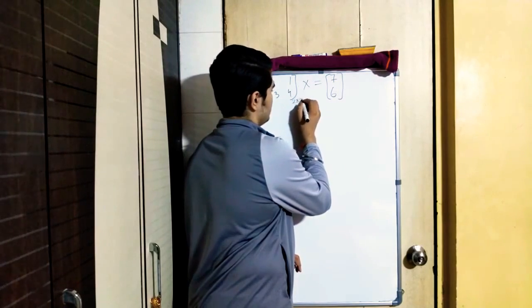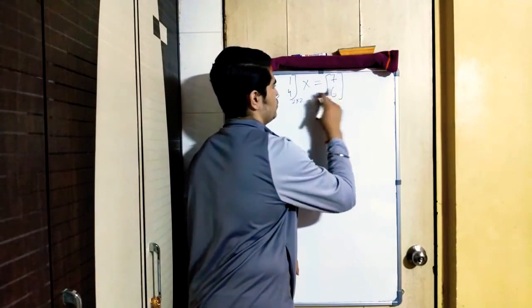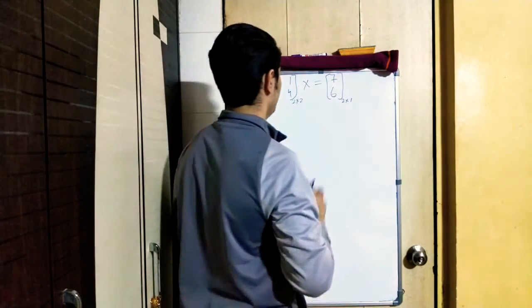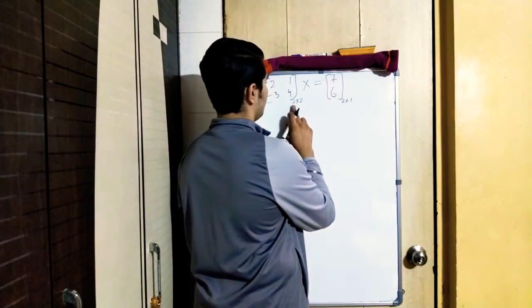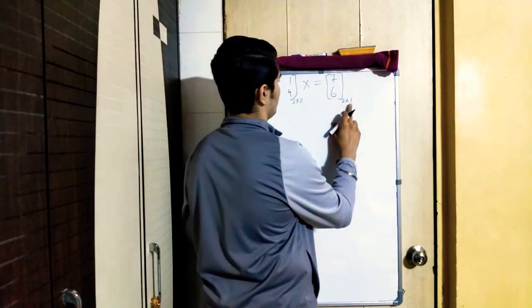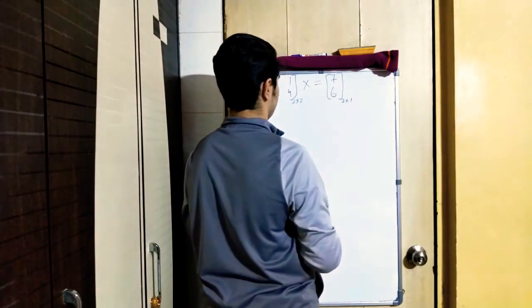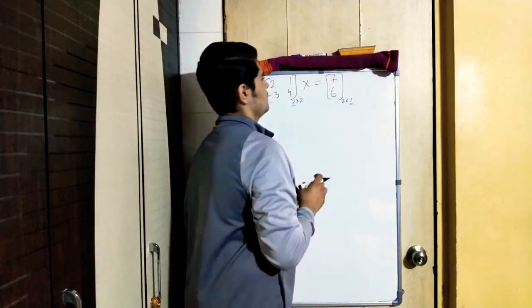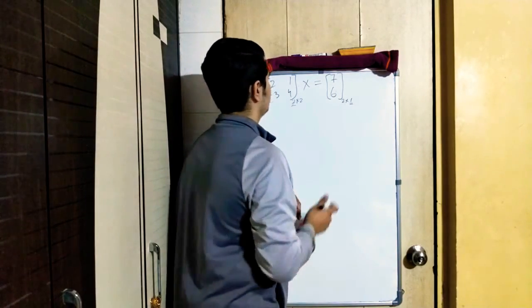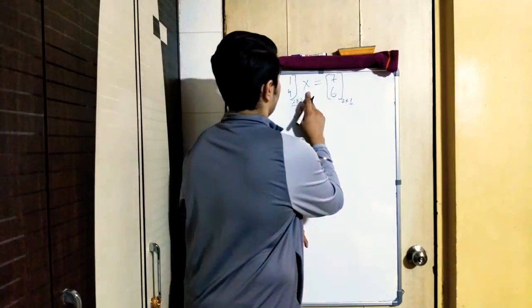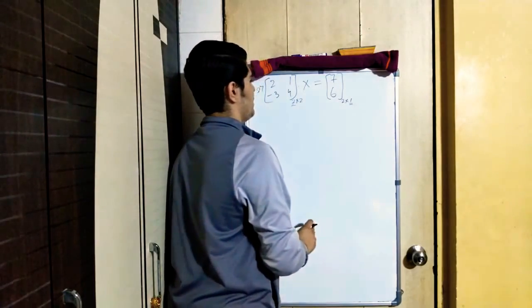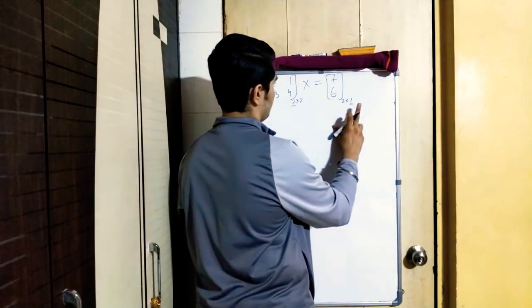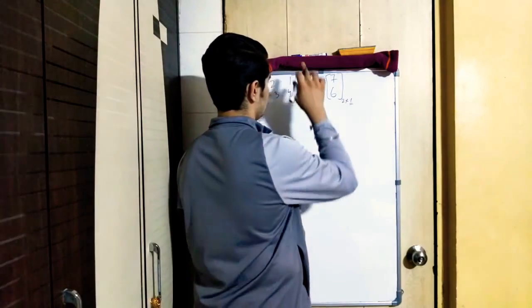The order of this matrix is 2 into 2, and of this is 2 into 1. So you have to take the number of columns of this matrix and the number of rows of this matrix. You have to take this and this. I hope you have understood it. For finding the order of matrix X, you have to first look at the number of rows here and the number of columns here.